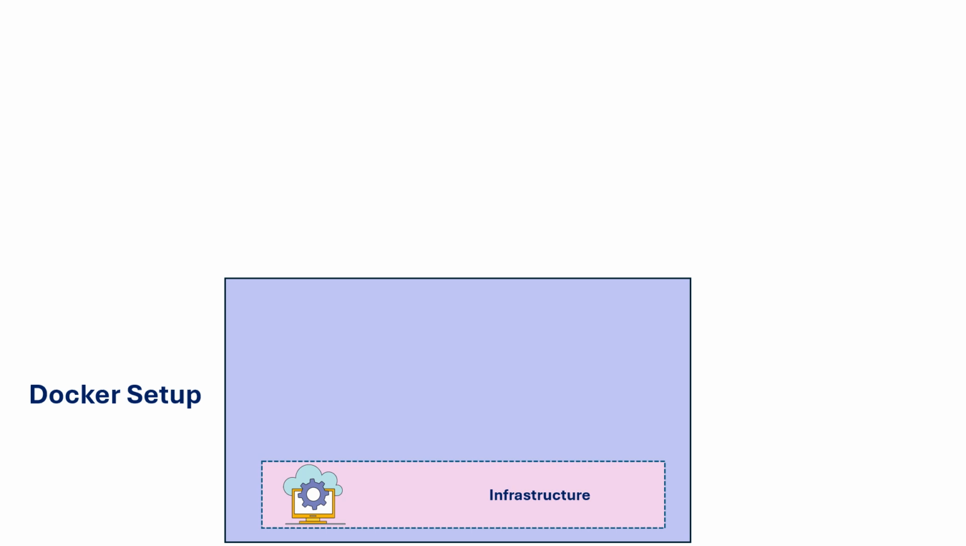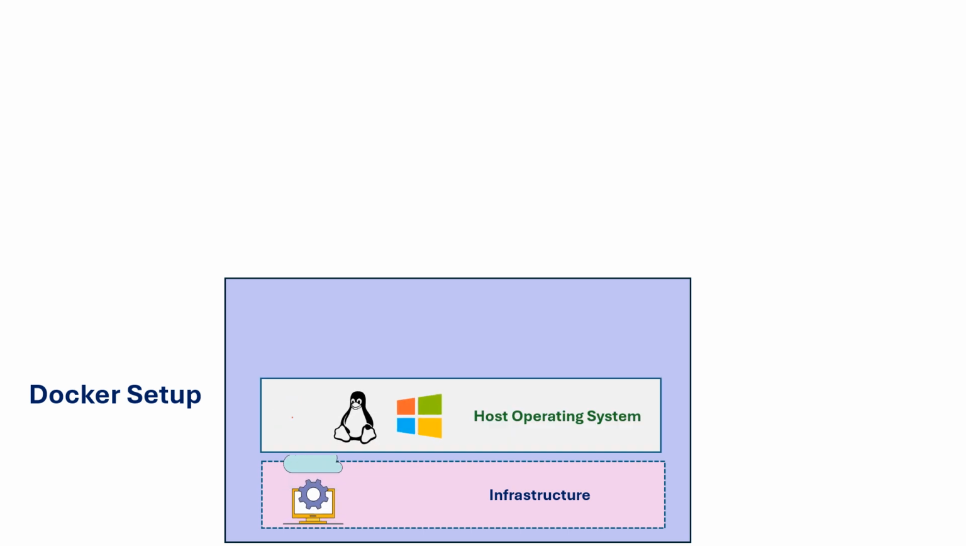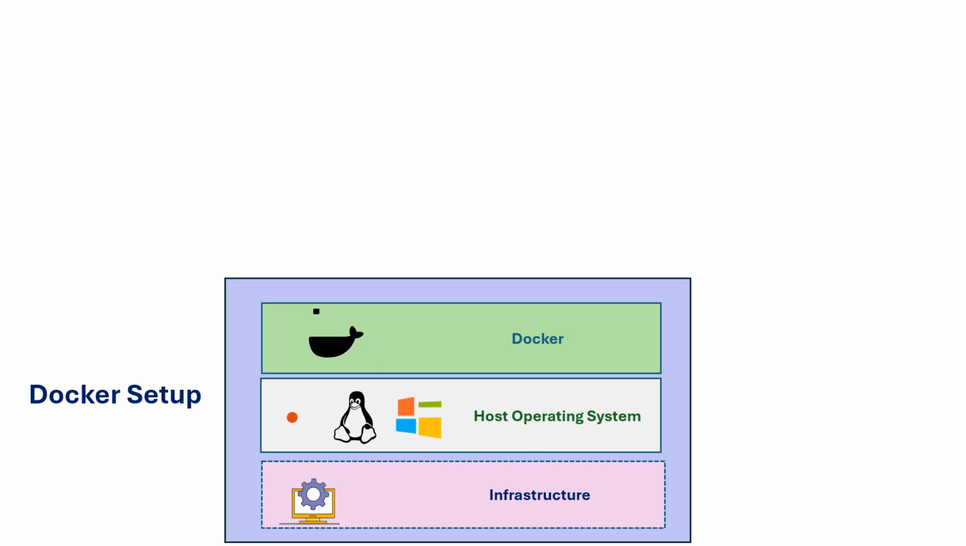To set up Docker, you should have infrastructure like any server or PC as shown here. Next, on top of the infrastructure, you should have a host operating system like Ubuntu, Linux, or Windows. Once the host operating system is ready, enable virtualization and install Docker. Now Docker is installed on the host machine, and this is all about Docker setup.